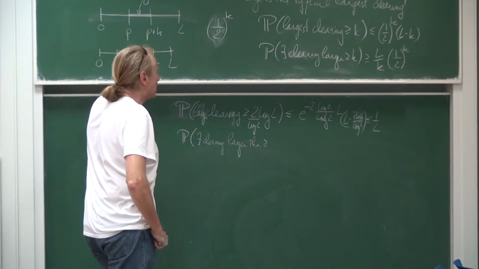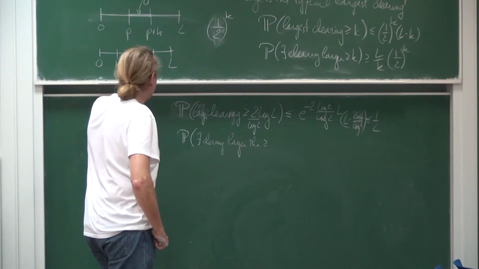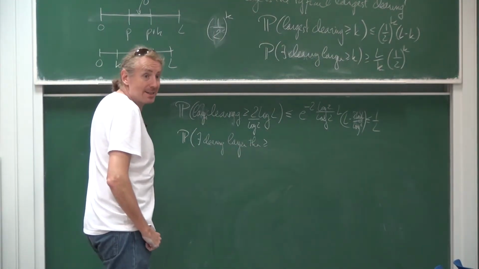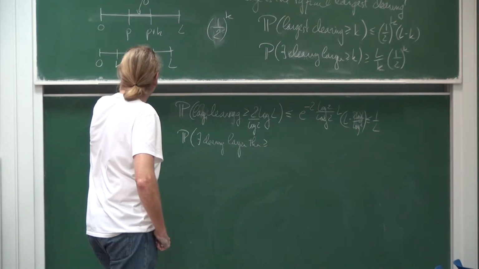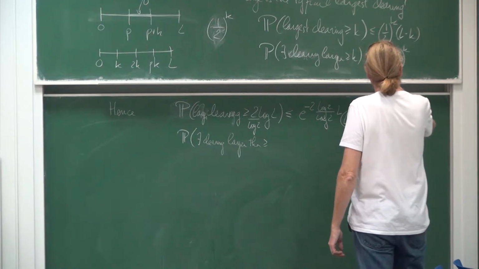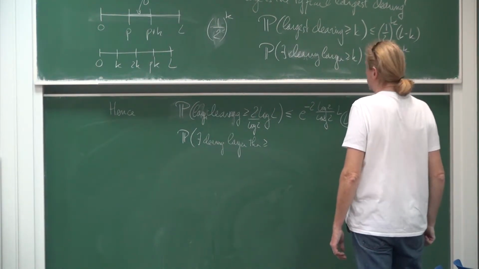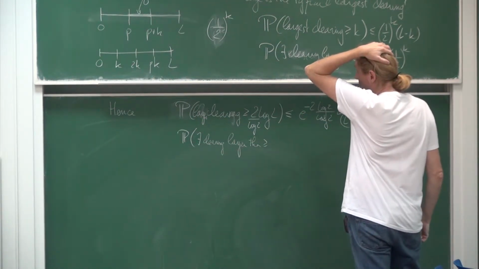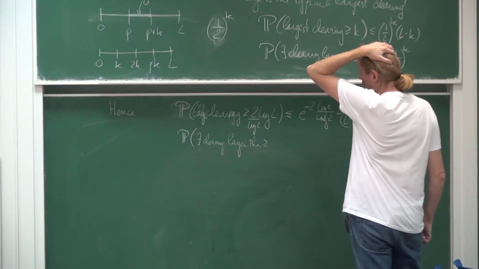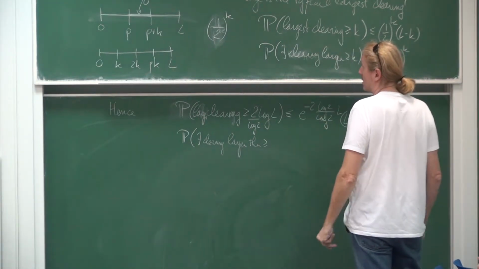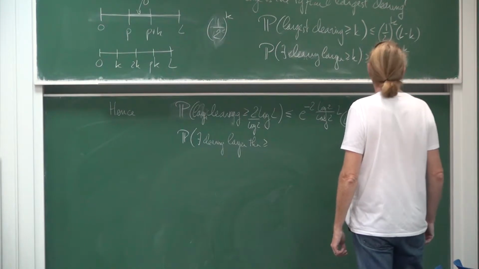What I did wrong, of course, is that the events can intersect. Yeah, sure, that's what I did wrong. Let me think. We can estimate the probability of the complement event. Oh yeah, okay, let's do this.